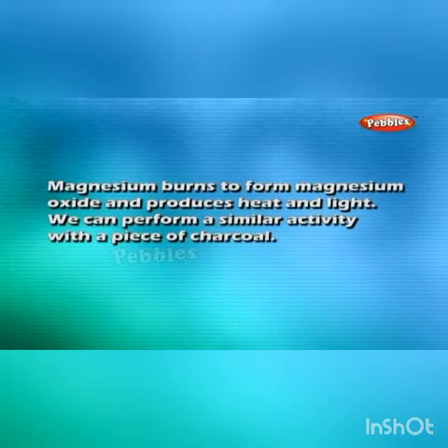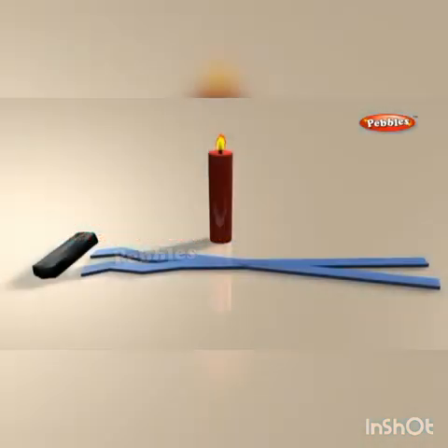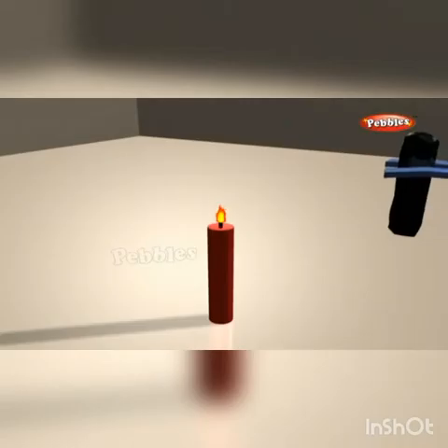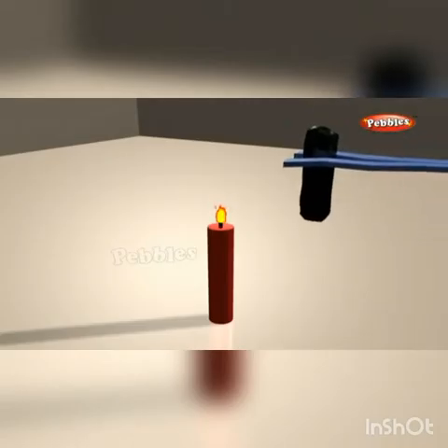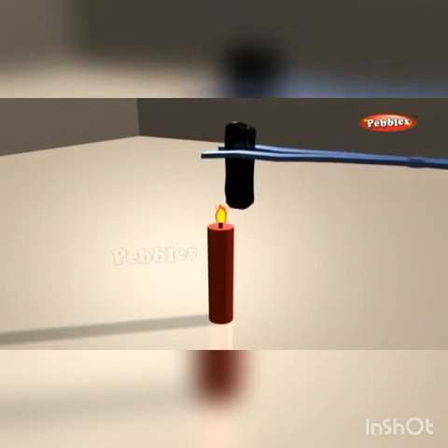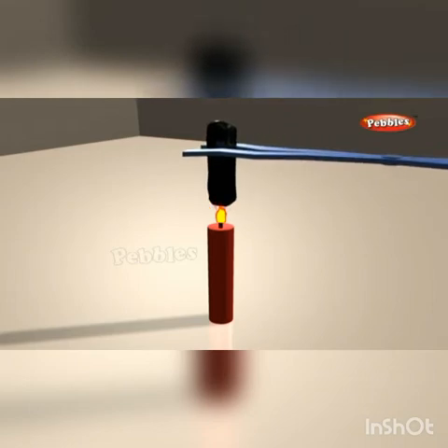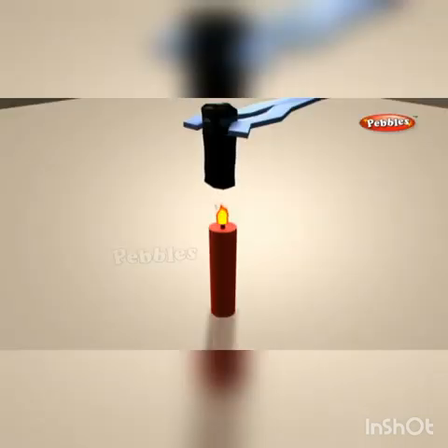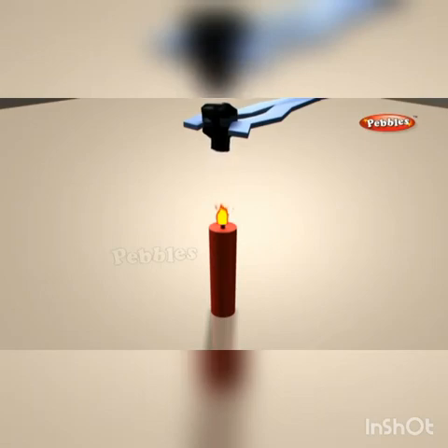Magnesium burns to form magnesium oxide and produces heat and light. We can perform a similar activity with a piece of charcoal. Hold the piece with a pair of tongs and bring it near the flame of a candle or a Bunsen burner. What do you observe? We find that charcoal burns in air. We know that coal too burns in air, producing carbon dioxide, heat, and light.